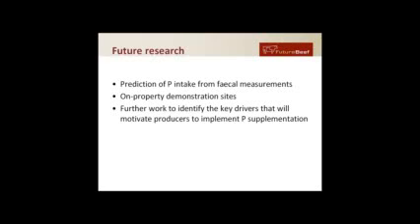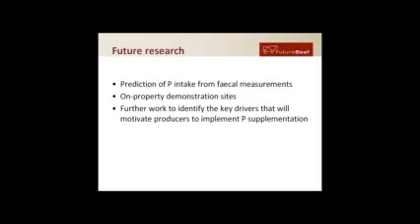Prediction of phosphorus intake from fecal measurements, so we can get some idea of how much the animals are actually consuming, and also revisiting the on-property demonstration sites. Years ago we had quite a number of producer demonstration sites funded by MLA across properties that were phosphorus deficient to show the benefits of phosphorus supplementation, but quite a number of properties have changed hands since then, and it is time to try and revisit that.